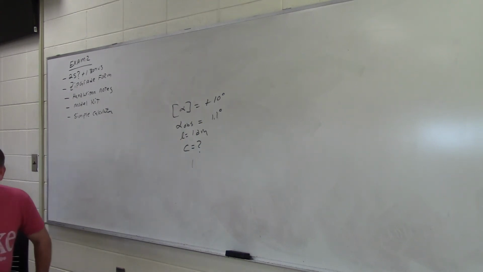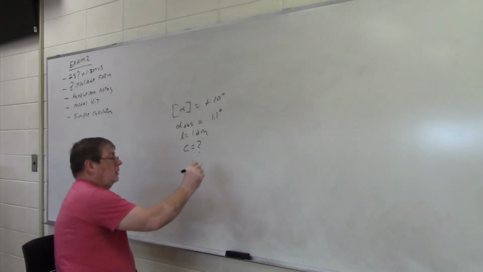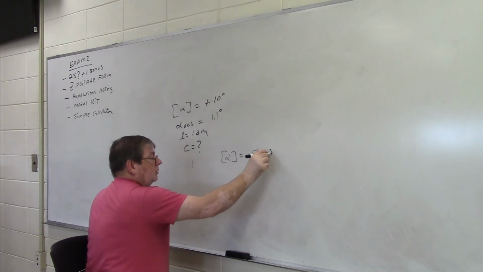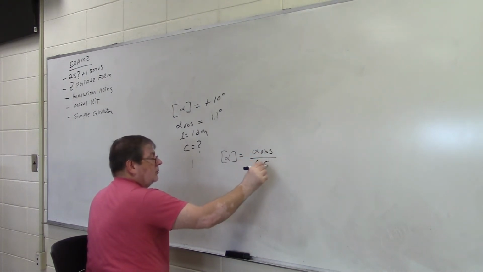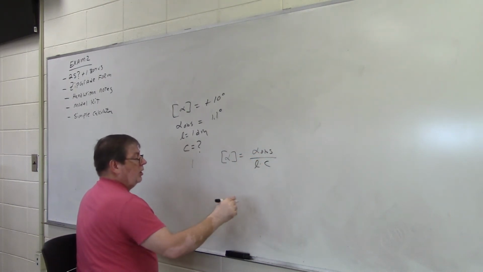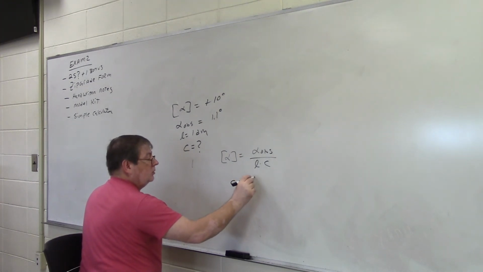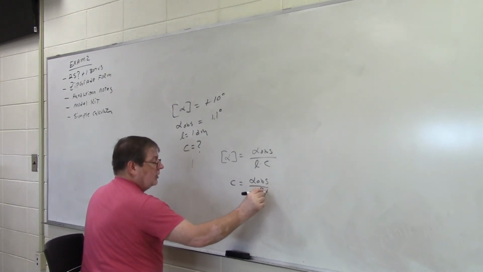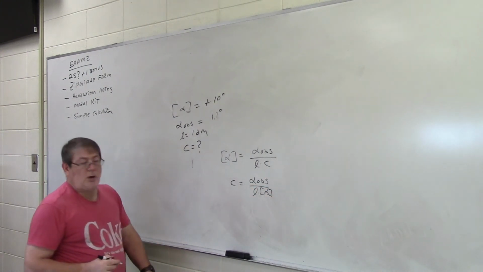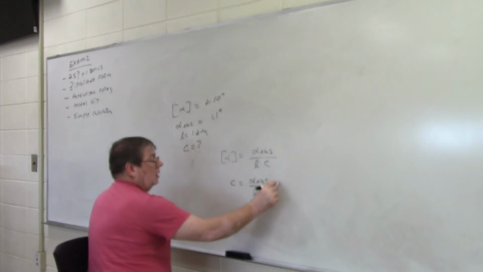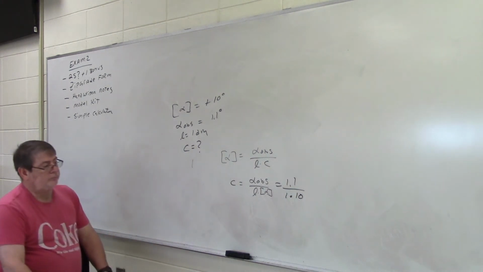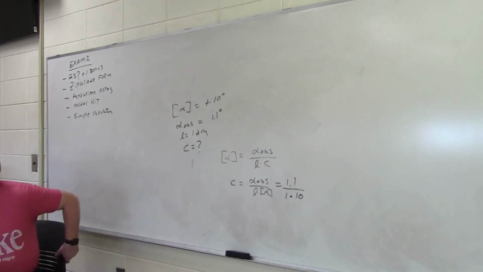Right, so what I would do is I know what my equation is, right? I know that the specific rotation is equal to the alpha observed divided by the path length times the concentration. So I can rearrange that to where my concentration is equal to the alpha observed divided by L times the specific rotation. Right, so all I gotta do is plug and chug. 1.1 divided by 1 times 10. So it's roughly 1/10 of a gram per milliliter.